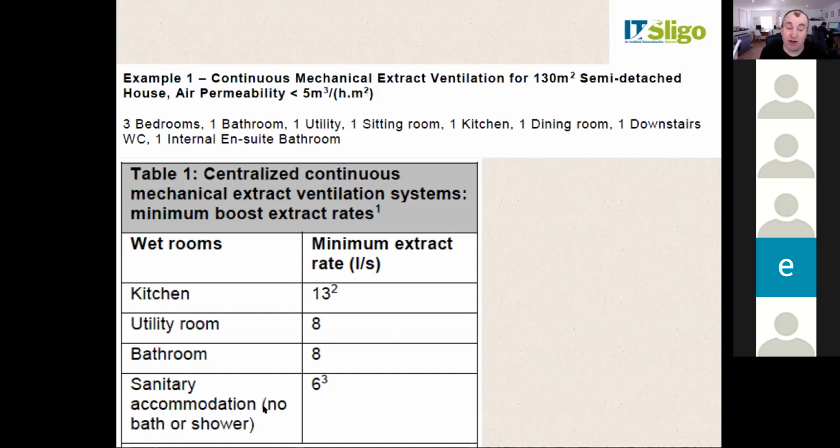How many sanitary accommodations without a bath or a shower have we got? We have got 1 downstairs toilet. We add on 6 for that. So here's the sum. We add 13, 1 8, 2 bathrooms, 2 8s, 1 6, and we get 43 litres per second. This is the amount of air that's required to pull out the moisture to ensure ventilation of these wet rooms.